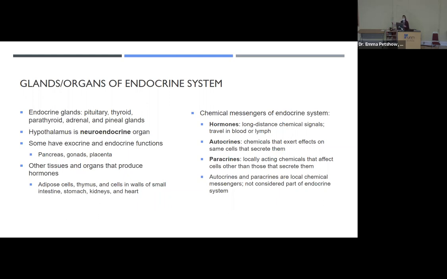So for chemical messengers of the endocrine system, by far hormones are the most common that we talk about. Long distance chemical signals travel in blood or lymph. There are autocrines and paracrines though. Autocrines are chemicals that exert effects on the same cells that secrete them. So if cell A secreted hormone B and hormone B acted on cell A, that would be an autocrine chemical. Paracrines are chemicals that affect cells in other places. So if that same cell released chemical E and it acted on a cell all the way at your toes, that would be a paracrine. Autocrine, paracrine, they like to use those terms.